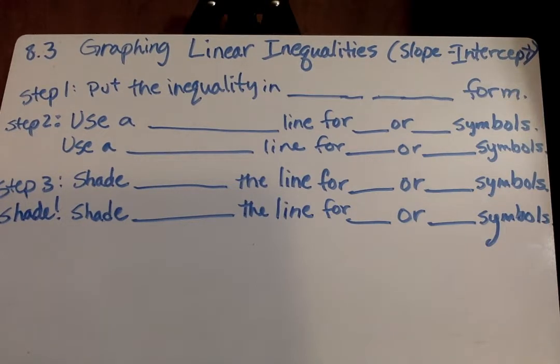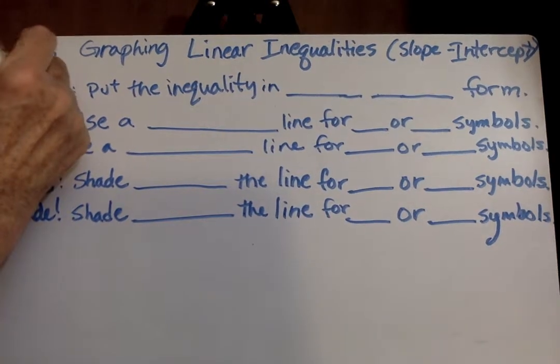Graphing linear inequalities is a way to show all the ordered pairs that are solutions. The solution to an inequality is a half plane, and here are the steps to graph. We're on page 147 in your yellow packet.